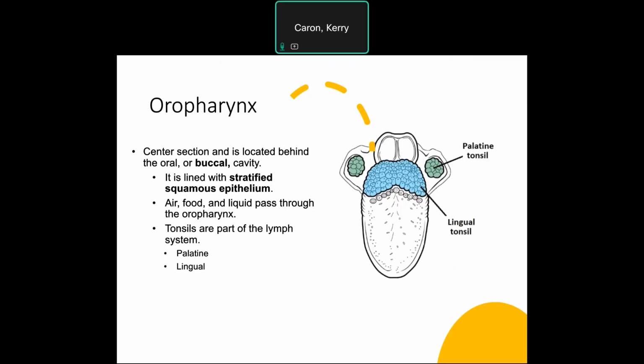Okay, the oropharynx, the next section, the center section, is located right behind the oral or buccal, which was the cheek, cavity. And this has stratified squamous epithelium. Air, food, and liquid pass through the oropharynx. We have tonsils that are part of the lymph system. We have the palatine tonsils on the sides, and the lingual tonsils.